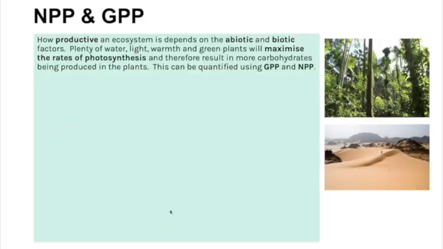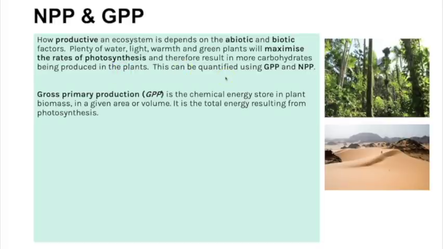GPP and NPP are two key terms that you need to know. So how productive an ecosystem is depends on the abiotic and biotic factors within that ecosystem. If there's plenty of water, light, it's warm, there's lots of green plants, then you'll have a really high rate of photosynthesis, and that results in more carbohydrates being produced by the plant. And we can quantify this using GPP and NPP.